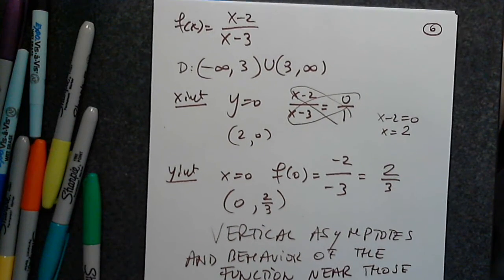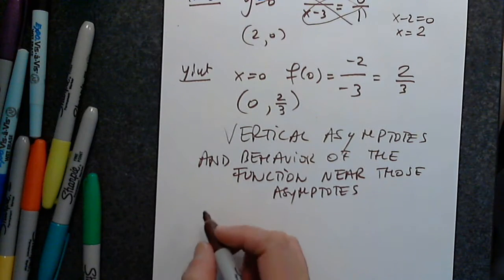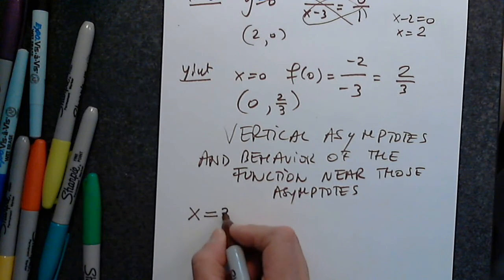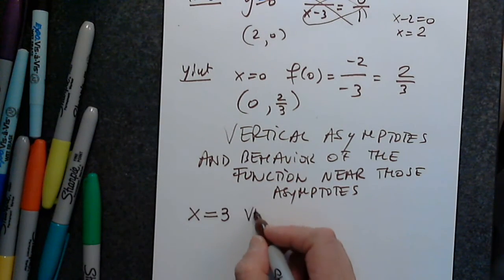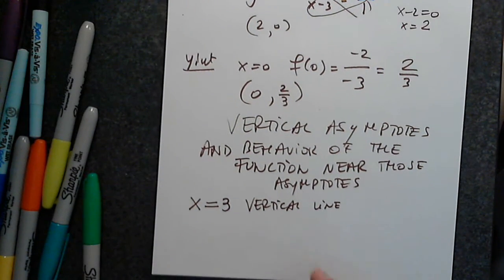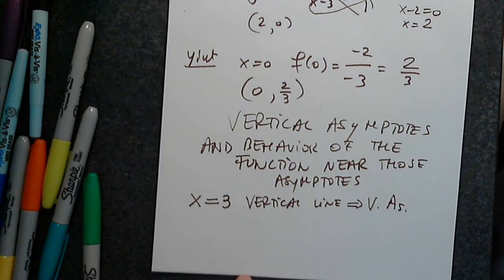For this function, what x can I not plug in? If you ask me to find f of that number, I will have to tell you, sorry. What number? 3. Very good. So most probably, there are situations where it's not the case, but most probably x equals 3, which is a vertical line, will be a vertical asymptote, VA, of the function.